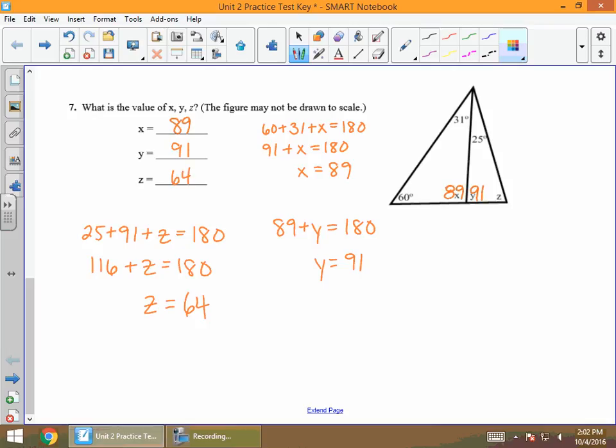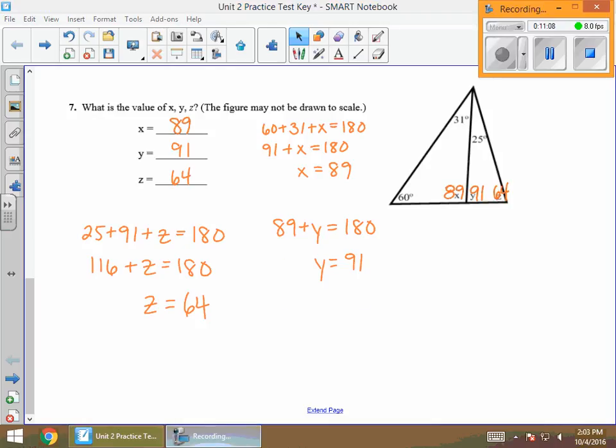So 64. The other option you have is we could have done exterior angles if we wanted to. To find y, I could have done 60 plus 31 is 91. And to get the z, I could have done 25 plus z equals 89. I could have used exterior angles if I wanted to. I just think it's a lot easier if you just deal with triangles adding up to 180. So that is the end of page 1. Tune in to the next video to see page 2.